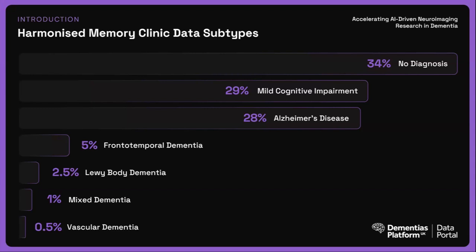This is what our data looks like in the data portal at the moment, where we have so much more data on Alzheimer's disease, but hardly any data on these other forms of dementia. So by being able to federate with other trusted research environments, we can help to boost these samples for developing models so that we can get better at differentiating between these different forms of dementia.